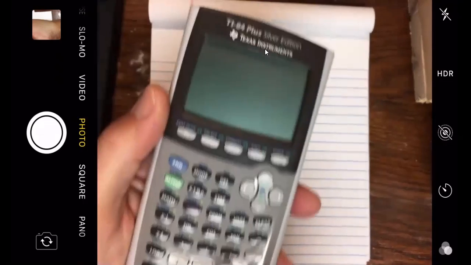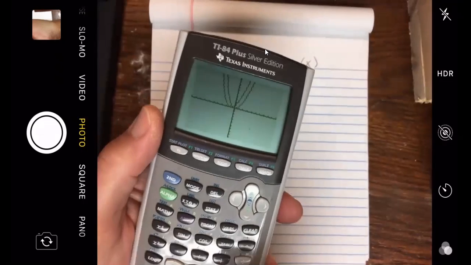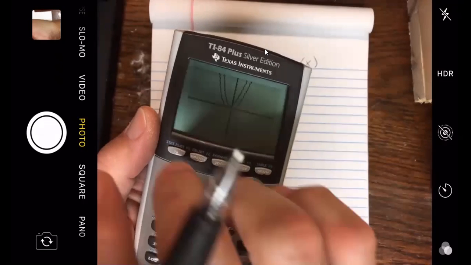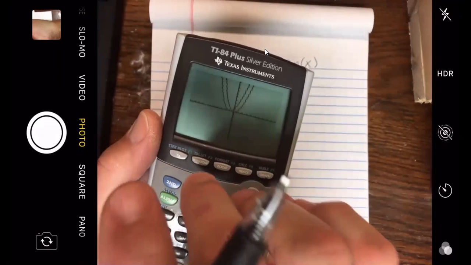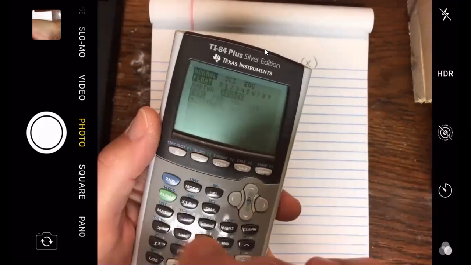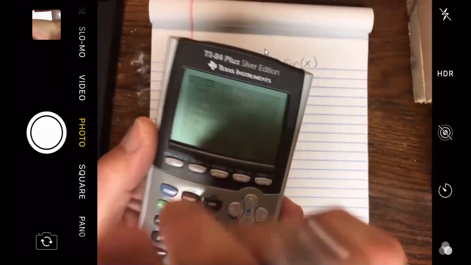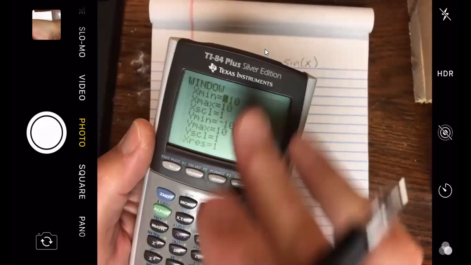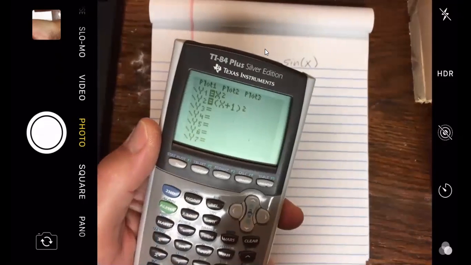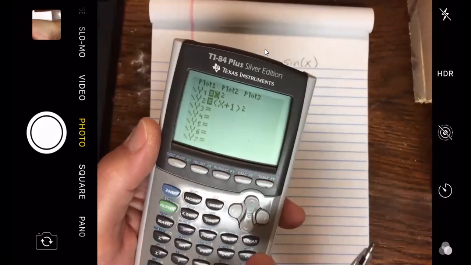All right. You want to be in radian mode. Window: x from negative 10 to 10, y from negative 1 to 1. Okay. And you want to put in sine of x.